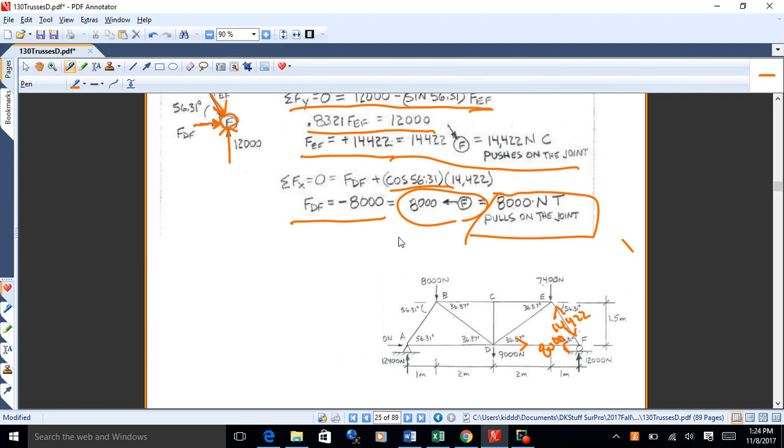All right. So, once you get one, you just march off to the next one. You just work your way through the truss. Where should we go next, do you think?